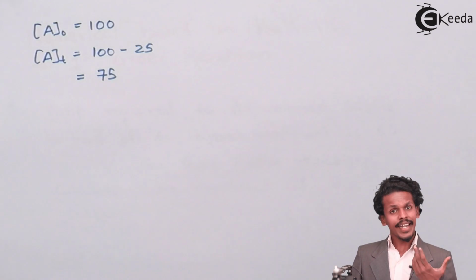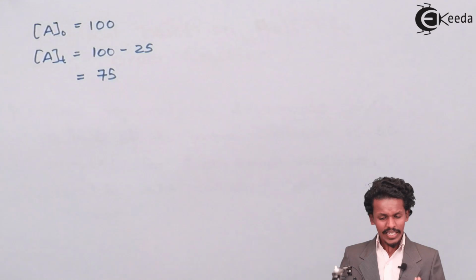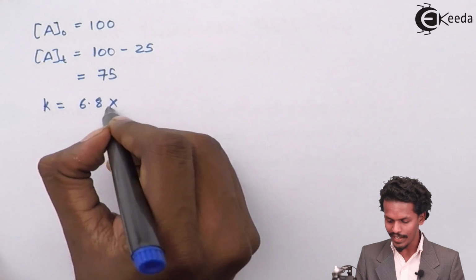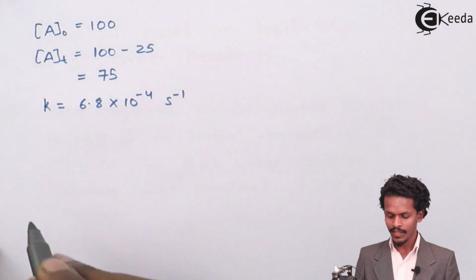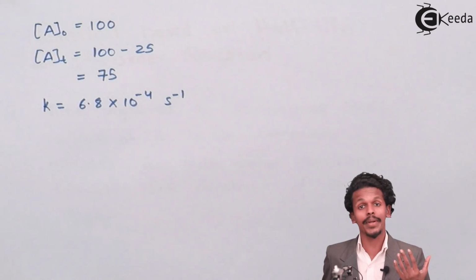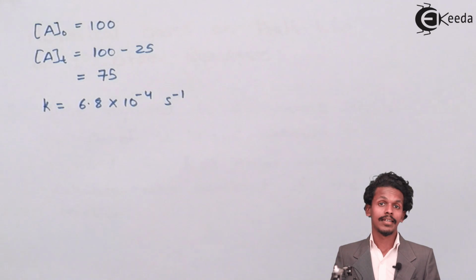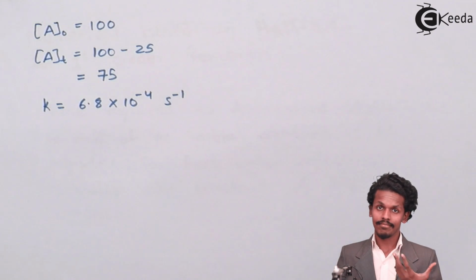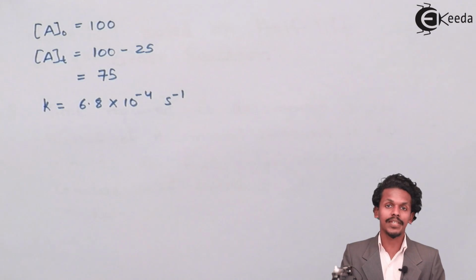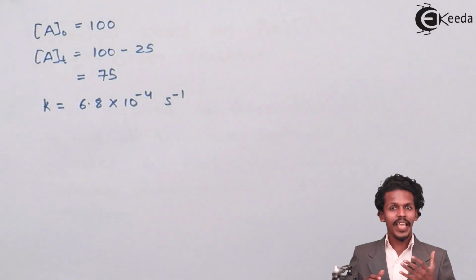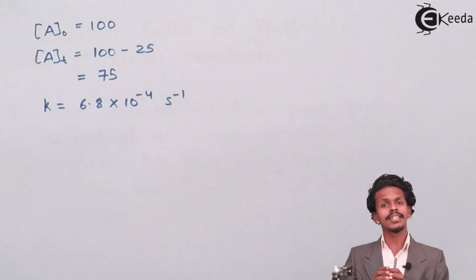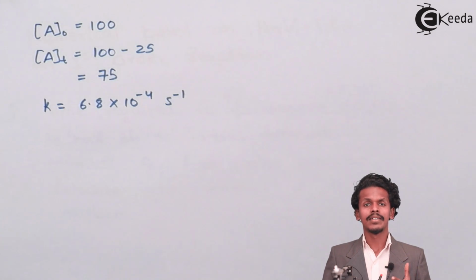So this much amount we have left, means we have the reactant which is left. And again, the rate constant which is given to us is again 6.8 into 10 raised to minus 4 per second. So based on this, we could calculate how long it will take to convert 100% of that reactant to 75% of the reactant. So we have the formula. Again, the formula would be the same, but in this case the values have changed.